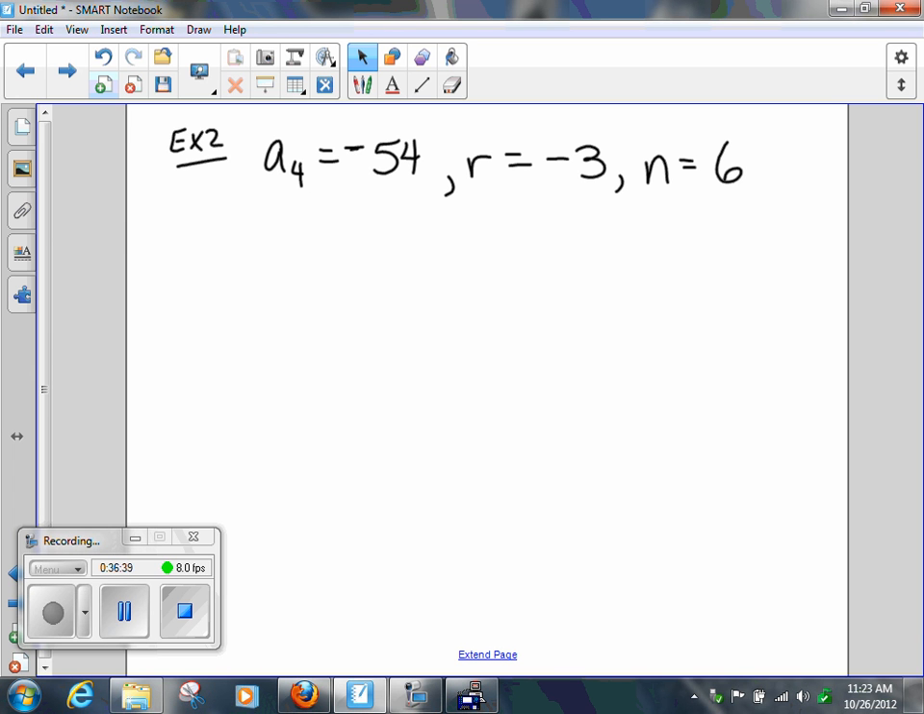Is anything different about this? Well, I have that my fourth term is negative 54. Do you guys agree with that? But it says I'm going to have a total of how many? 6 terms. Okay? Anybody have any suggestions? Say what?